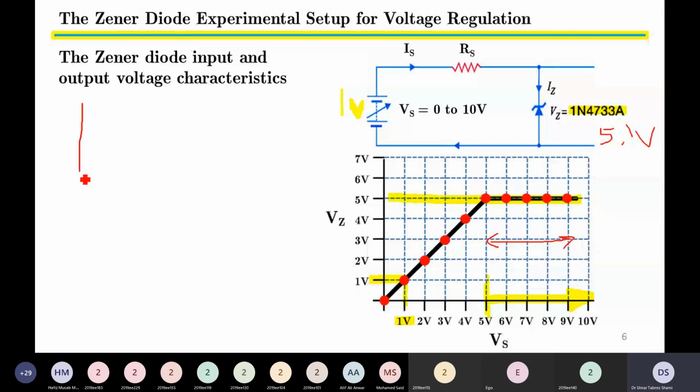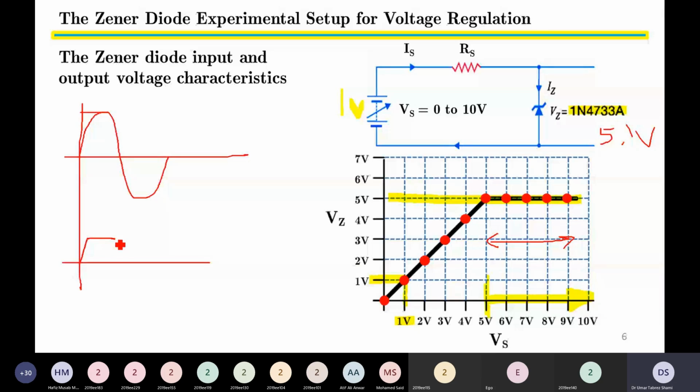Now if we replace the DC input power supply by an AC signal, then our output voltage will look like this. That is, as long as the input voltage is smaller than Vz, we will have the same voltage. When the input becomes larger than Vz, we will have an output voltage equal to Vz. And when the same input voltage decreases less than Vz, the output voltage will follow.